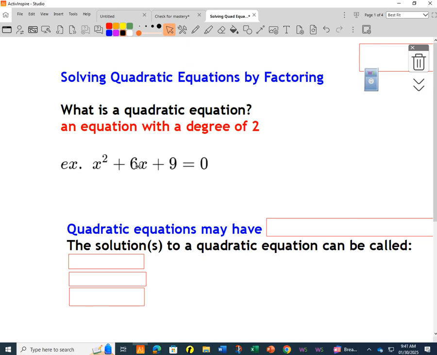So this is a quadratic equation because the degree of this equation is 2. That means the greatest exponent in there, in each term, has a degree of 2. If it doesn't have an exponent with a degree of 2, it would not be a quadratic equation.